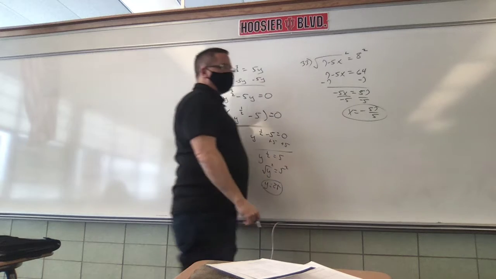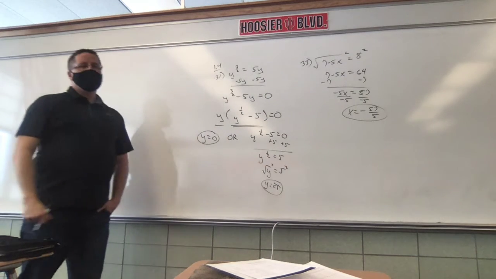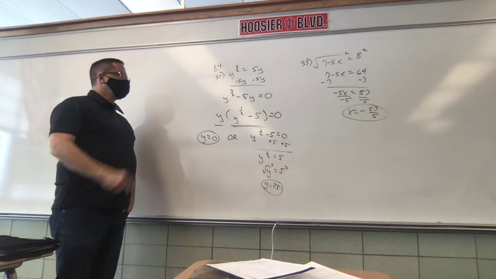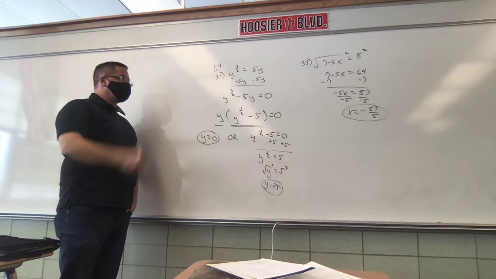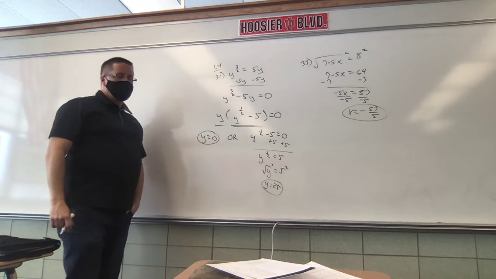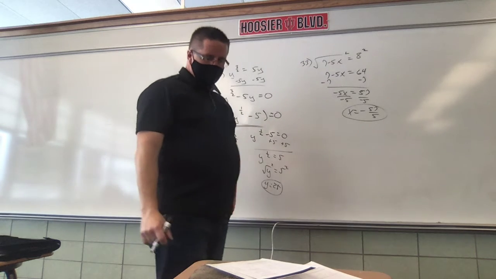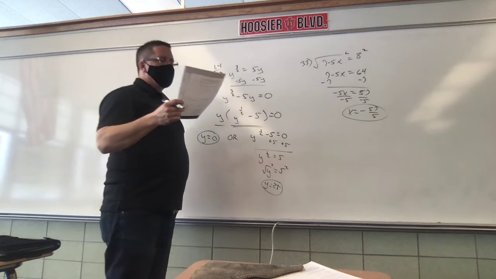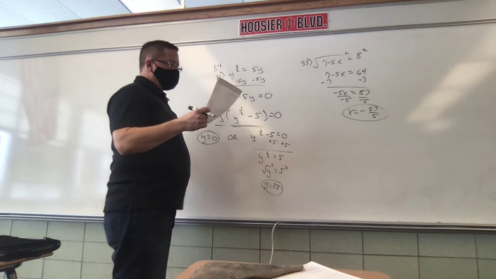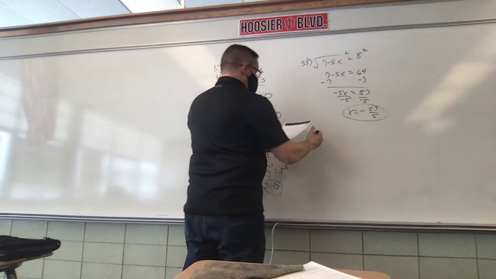So you get negative 57/5. You can make it a decimal if you want. I'm not going to. Square each side. So we have 7 minus 5x equals 64. Subtract 7, divide by negative 5. That should be a pretty straightforward one. Now, 35. 35 is quite a bit tougher, okay? Quite a bit tougher when you come to 35.